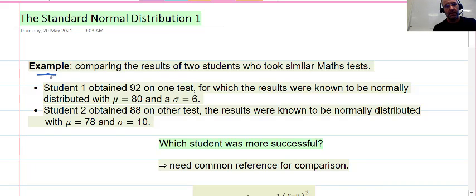Here. So let's say we have two students who do two different maths tests. Maybe they're at nearby schools and it's the same maths subject in senior. Student 1 obtained 92 on one test, and the results were normally distributed. They had a mean of 80 and a standard deviation of 6. Did that person do better than student 2 who got 88 on a different test, where the mean was 78 and the standard deviation was 10?